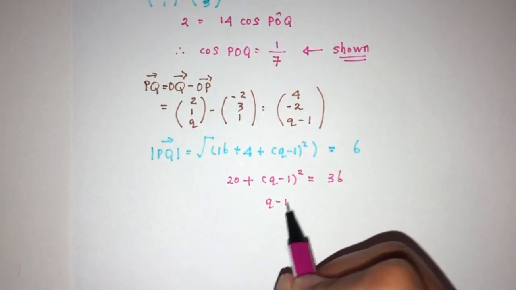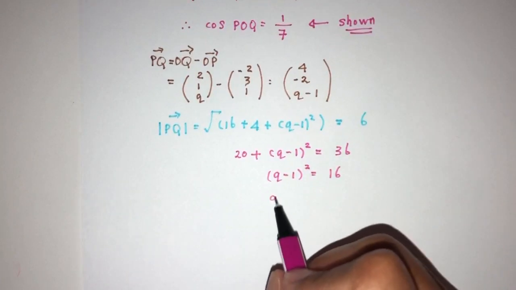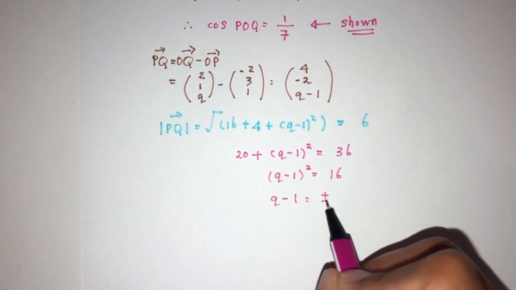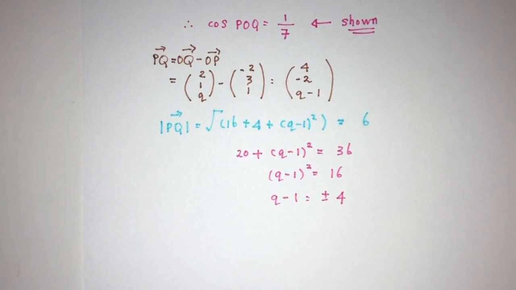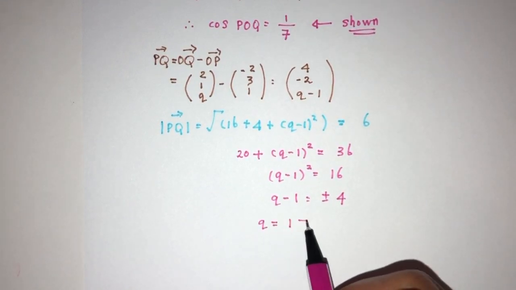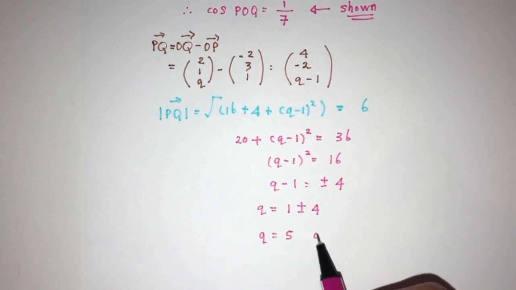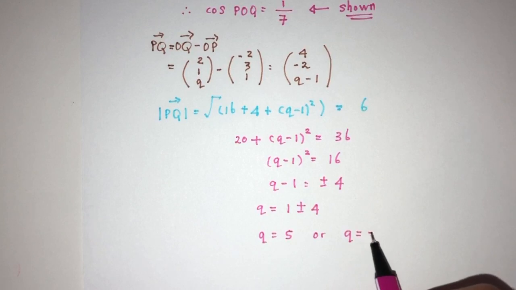So Q minus 1 squared will be 16. Q minus 1 will be plus or minus 4. Right. Now Q can be 1 plus or minus 4. So Q can be the value of 5, or Q can be the value of minus 3.